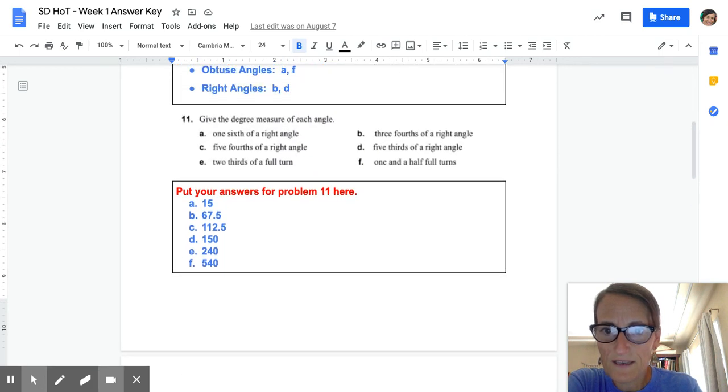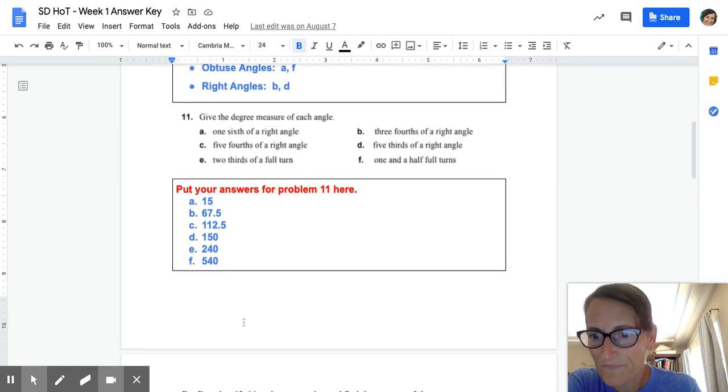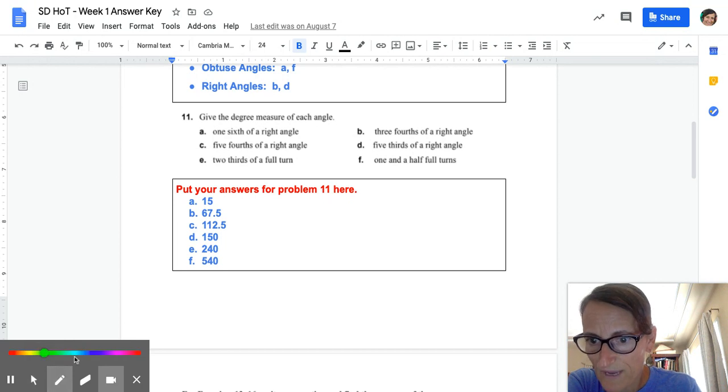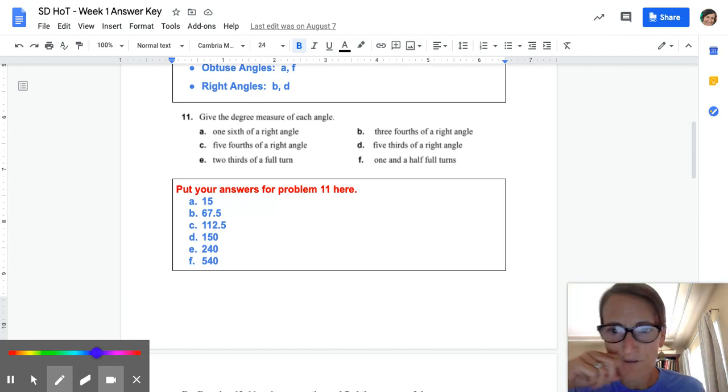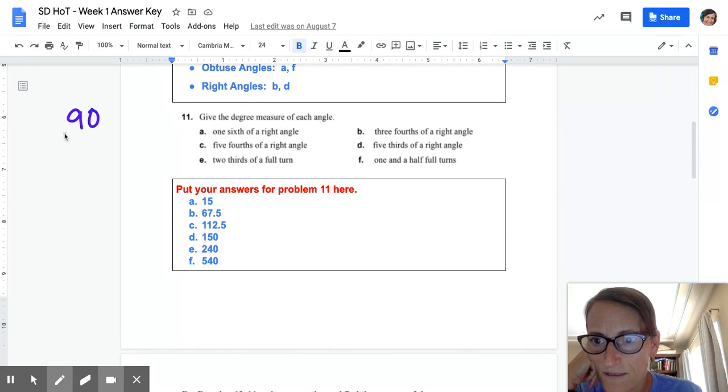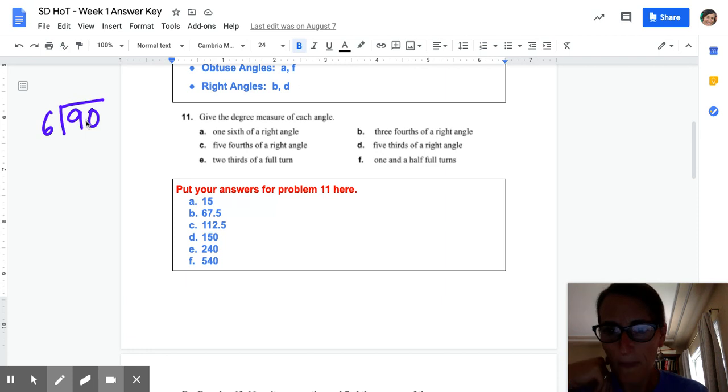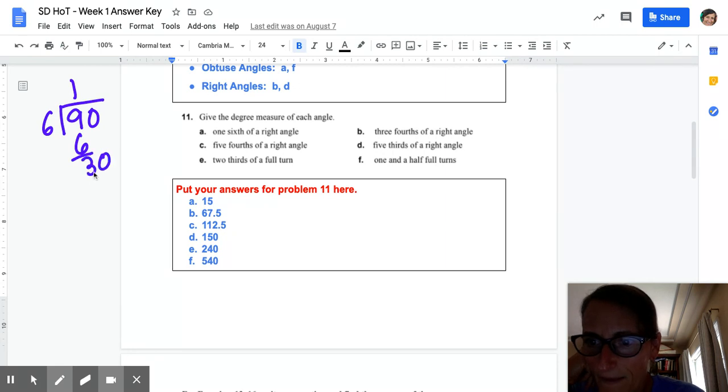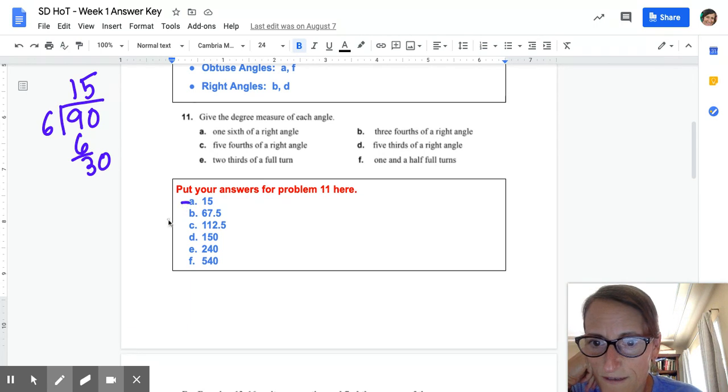Here we're looking at giving the degree of each angle. So we might have to do a little bit of fraction work here. Hope you're excited about that. So 1/6 of a right angle, if you're taking 1/6 of something, basically all you have to do is 90 divided by 6. So if you do that division, 6 into 30 is 5, so that's 15 right here.